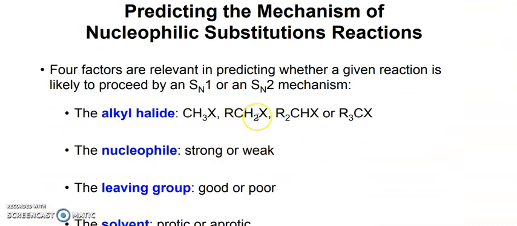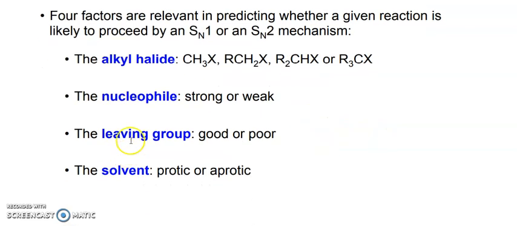Now, predicting the mechanism of nucleophilic substitution reactions. Four factors are relevant in predicting whether a given reaction is likely to proceed by an SN1 or an SN2 mechanism. First, the alkyl halide: methyl halide, and tertiary like this. Second, the nucleophile, strong or weak; the leaving group, good or poor; and the solvent, protic or aprotic.